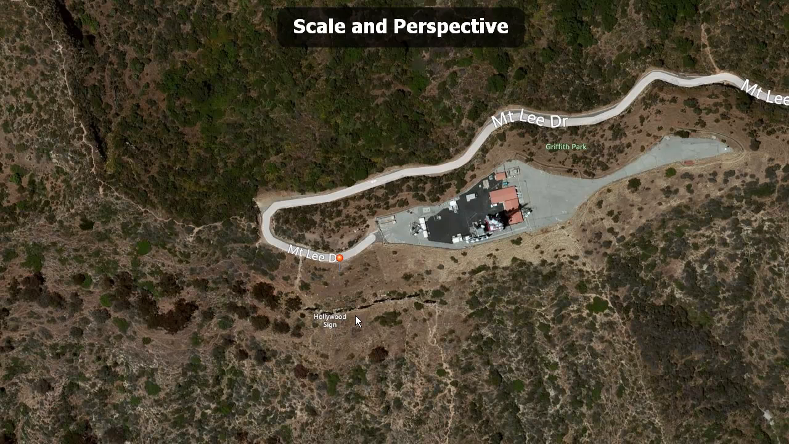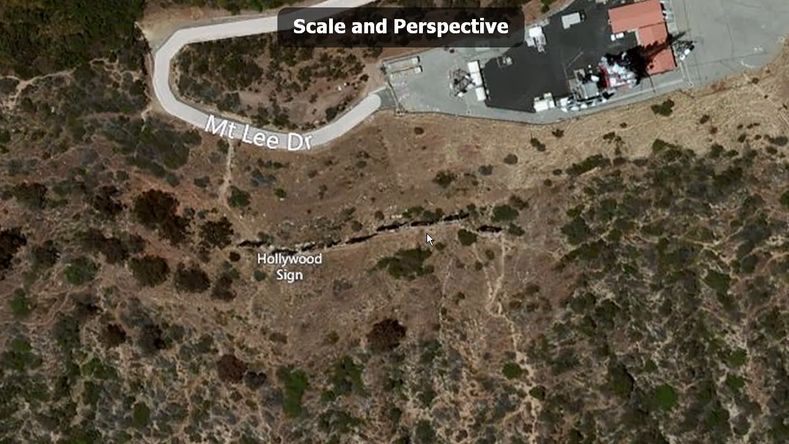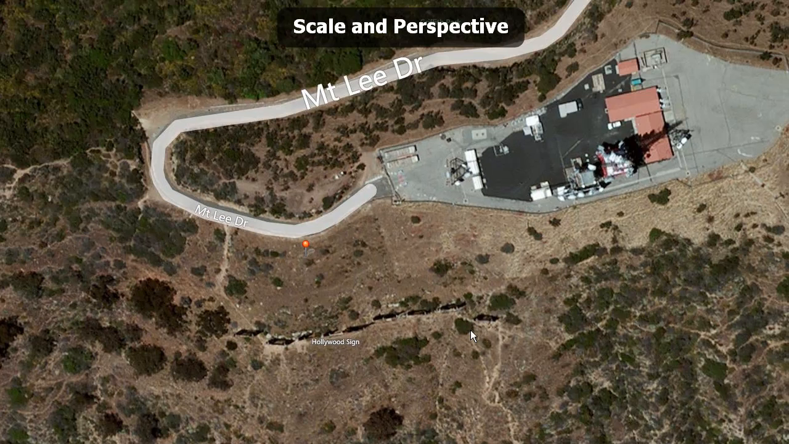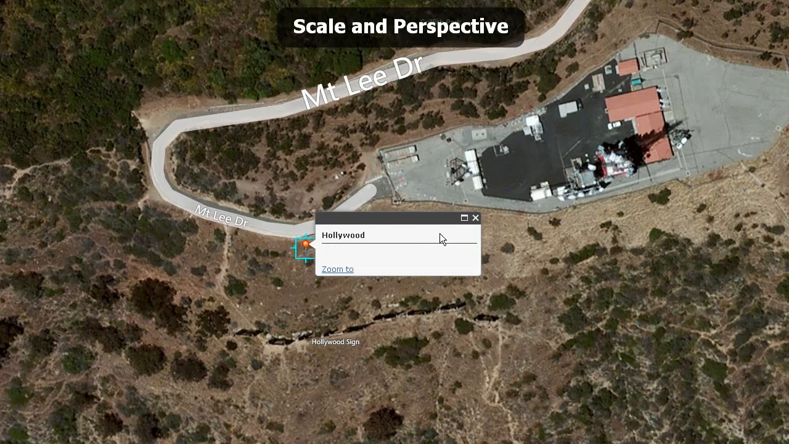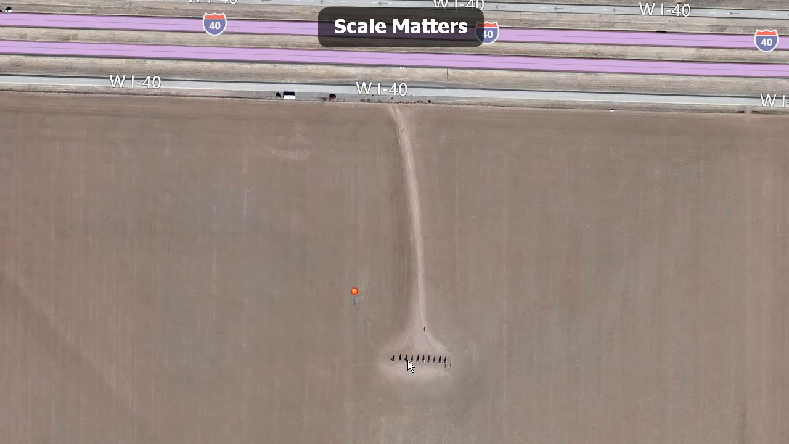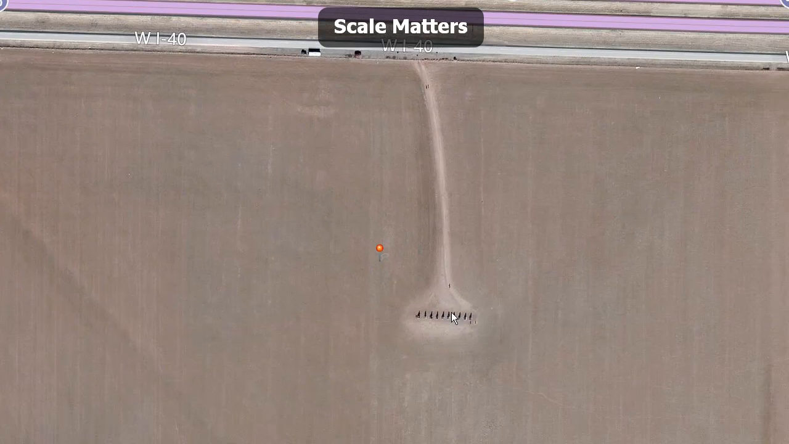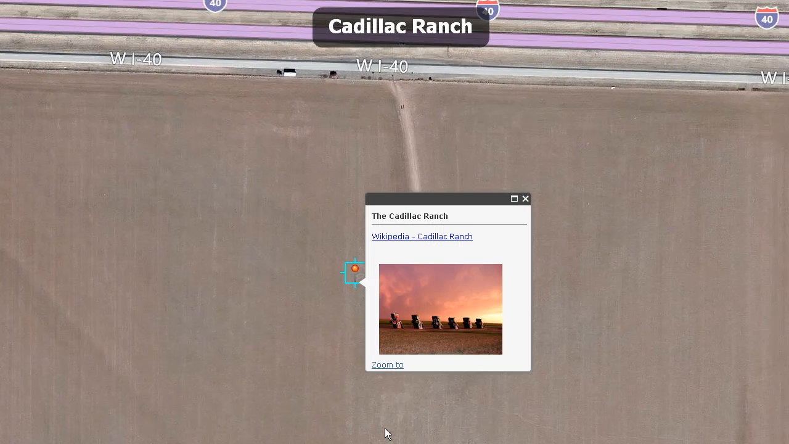Scale and perspective. Here's the world-famous Hollywood sign, but if you look at it from above, as we're doing right here, you can't really even tell that that's what it is. But that is what it is. Absolutely. Scale matters. From the ground, this is the Cadillac Ranch, a bunch of Cadillacs in the ground in a place in Texas off of I-40. From above, it doesn't look like much. You can see the shadows. You can probably tell what time of day this was taken. It's the Cadillac Ranch, and this is what it looks like from the ground.